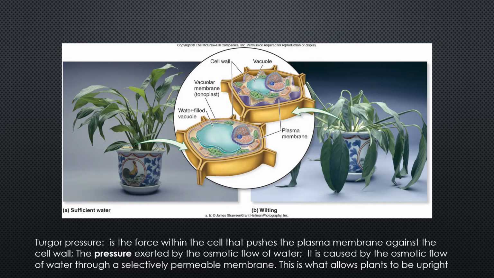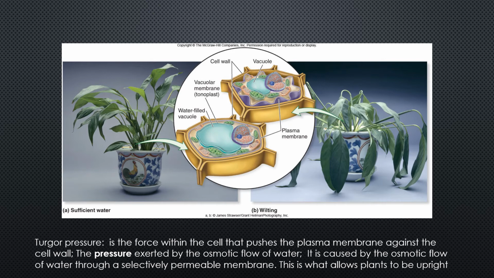So why is that even important? Well, as you know, with most cells, water makes up the majority of the cell itself. And so we have what's called turgor pressure, which is the force within the cell that pushes the plasma membranes out. In plant cells, that means out against the cell wall. That pressure is exerted by the osmotic flow of water. Because a plant doesn't have bones or an exoskeleton, that turgor pressure is what allows a plant to be upright.